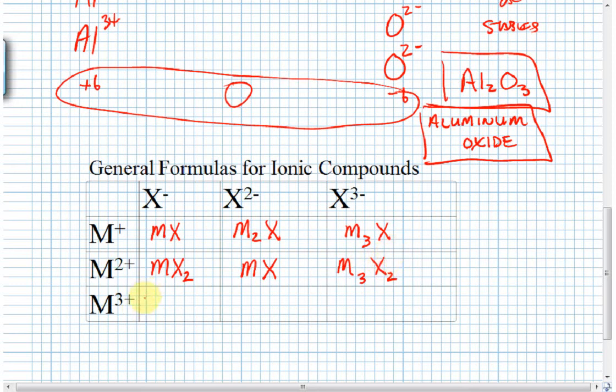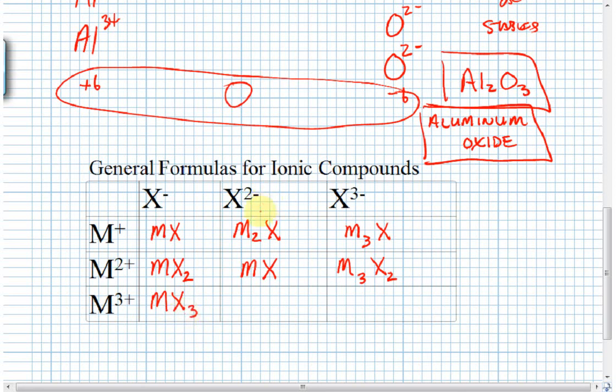Finally, the last row here, I've got a metal with a +3 charge, our maximum positive charge that we see in routine compounds. Formula here is going to have to be what? Well, in order to balance that +3, I'm going to need 3 of the -1s. So MX3 is the general formula.